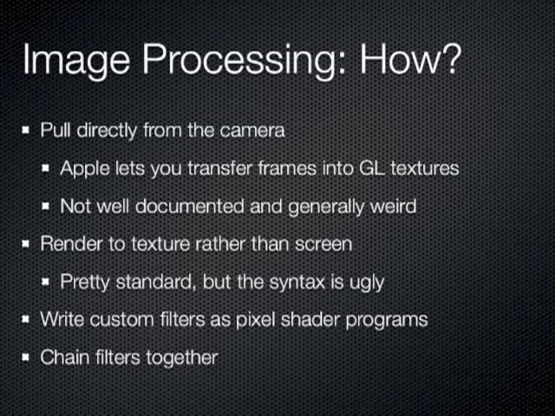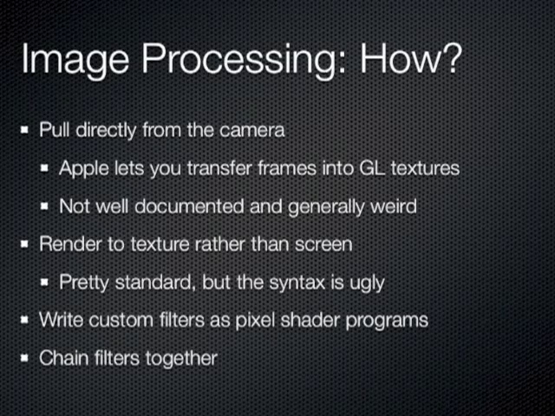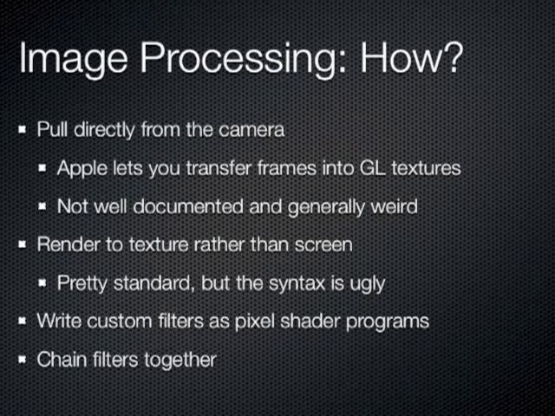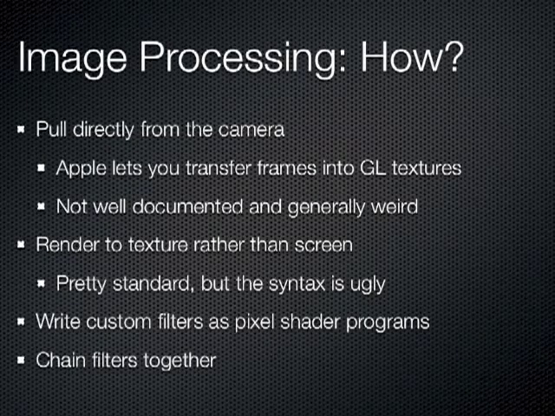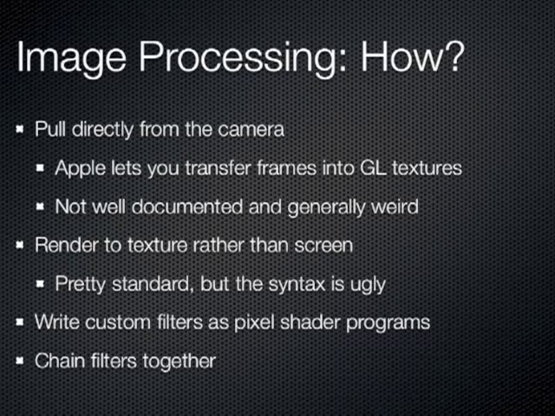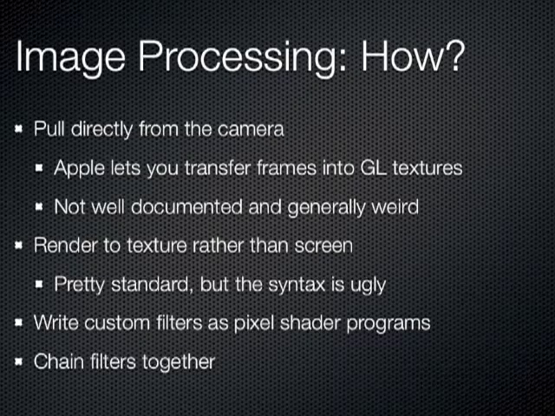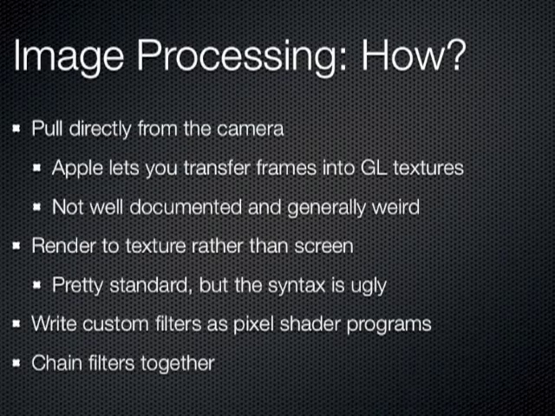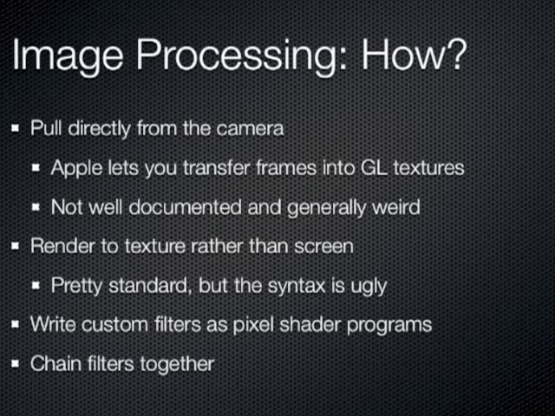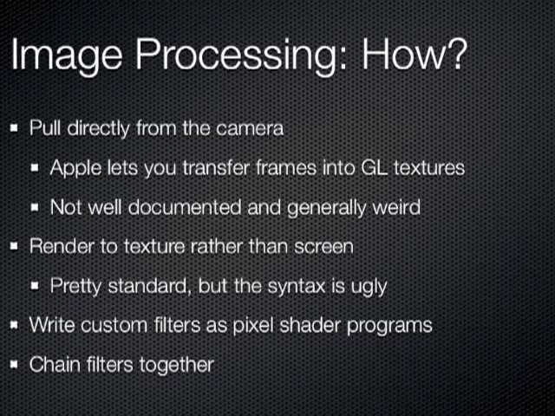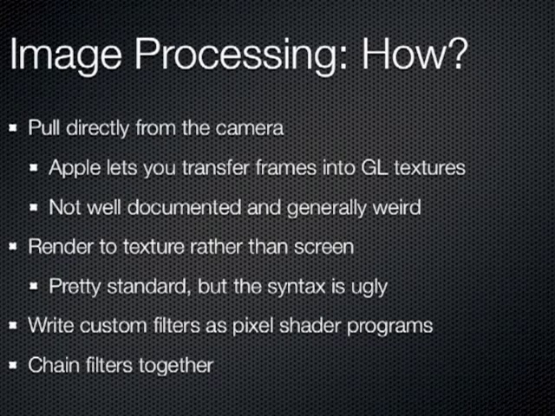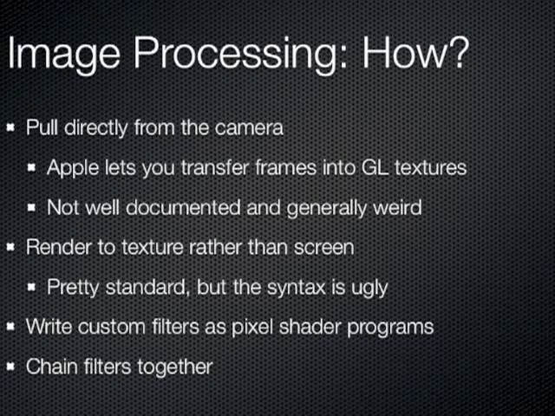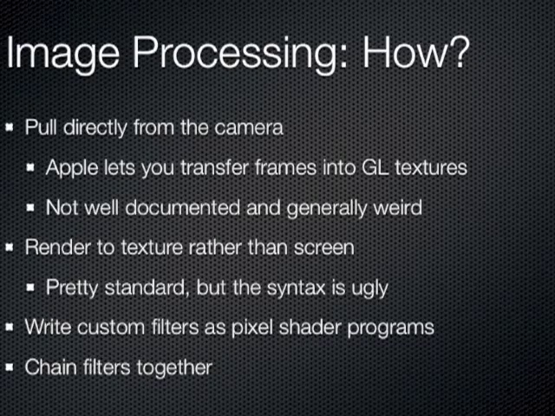So that's part of it, is interfacing with AV Foundation and getting information out of the camera. You can also render to the texture rather than the screen. Like in all our examples, we're rendering our boxes to the screen, which is pretty standard. But you can also render to a buffer in memory and then use that buffer as a texture as input to another phase. And the syntax for that is a little bit weird, but it works in a really straightforward way once you get the hang of it. So you can put all this together and write custom filters as pixel shaders and chain them together, and you get yourself basically an image processing chain.